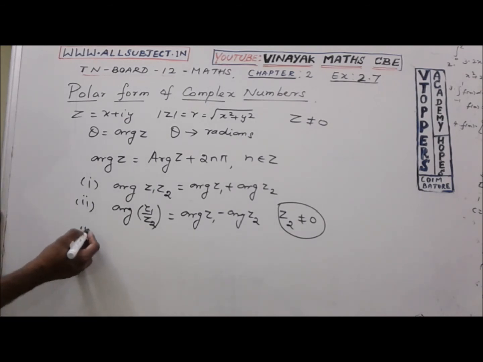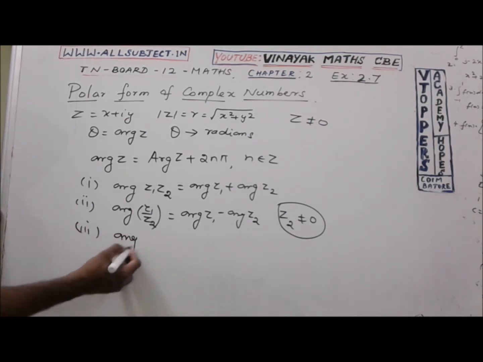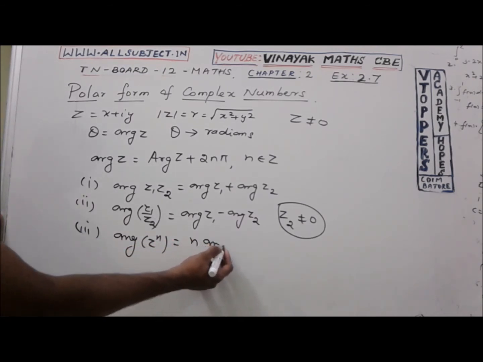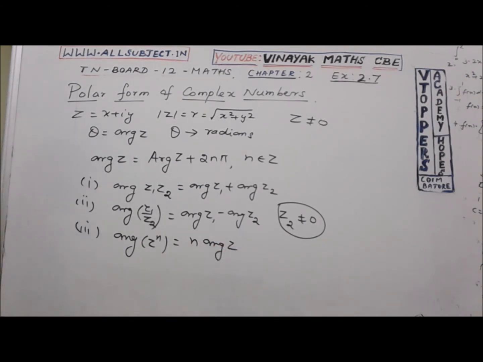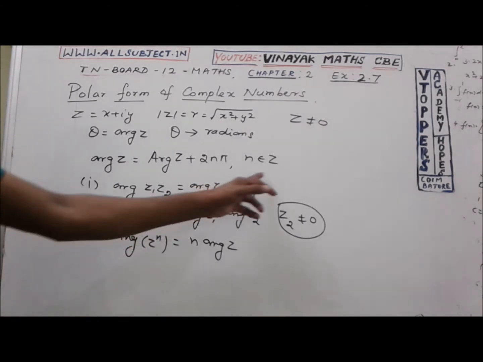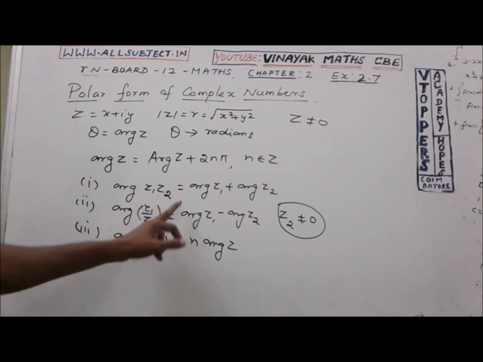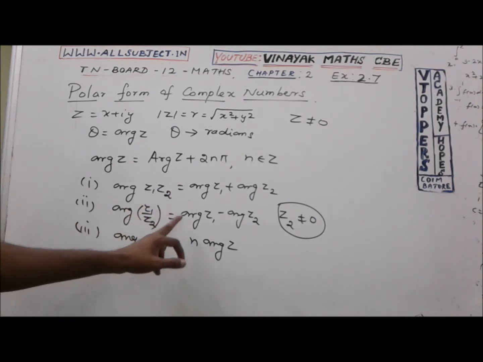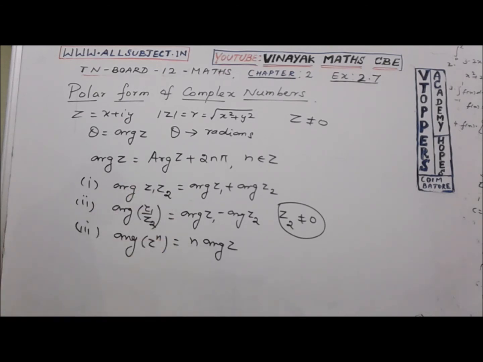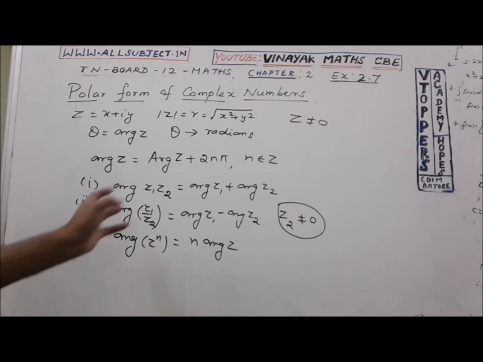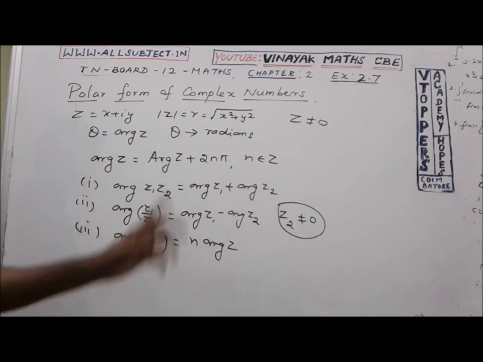And the third case is: argument of z power n will be equal to n into argument of z. The first two cases can be remembered by using the logarithmic formulas, the product rule and the quotient rule of logarithms. Log of AB equals log A plus log B, and log of A by B equals log A minus log B. The same formula applies when we substitute argument for log. So remember by use of the logarithmic formula.